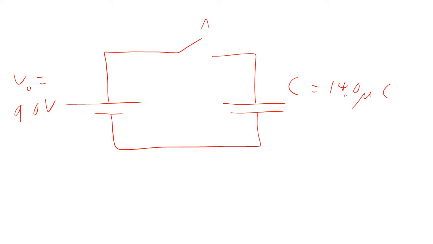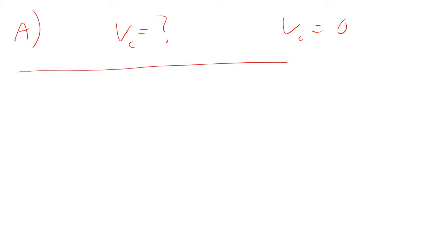The switch can be in position A or position B. So we can close the switch or open the switch. And so we're going to start off with the switch in the open position. So when it's in position A, what is the voltage on the capacitor? And the answer is 0. Okay, so it's in position A, so the voltage of the capacitor is 0, which means that the charge on the capacitor is also 0.